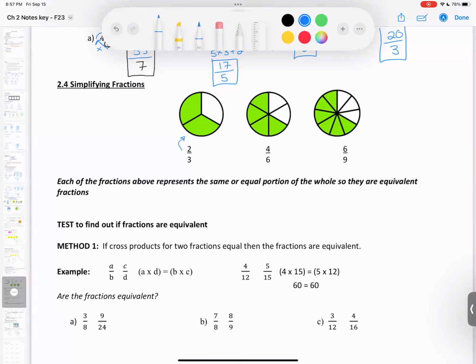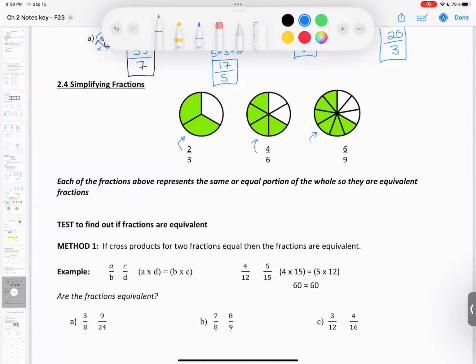Well, what if we had cut that ice cream cake into 6 equal pieces and we had taken 4 of them? Then we would have 4/6 of that ice cream cake. And look, they actually are the same amount of cake. Let's take it a step further and cut this cake into 9 equal pieces and take 6 of those pieces. And once again, see how all of those represent the same amount of stuff.